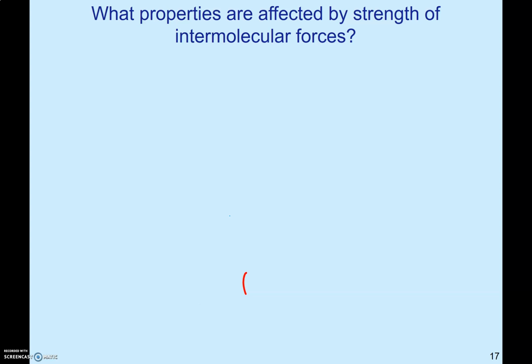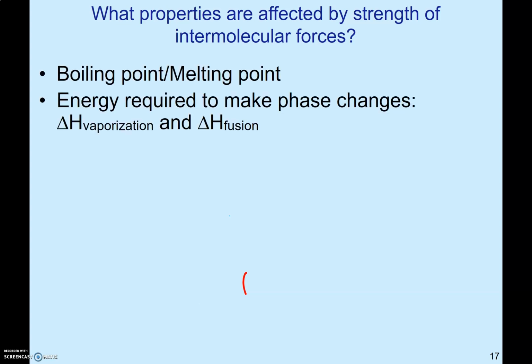So that is the end of this video. Obviously this one was a short one. The next video is going to look at properties that are affected by strengths of intermolecular forces. So we are going to look at melting and boiling point. We are going to look at energy required to make a phase change. So if you're at the melting point, how much heat do you need to add to make it turn completely to a liquid or completely to a gas?